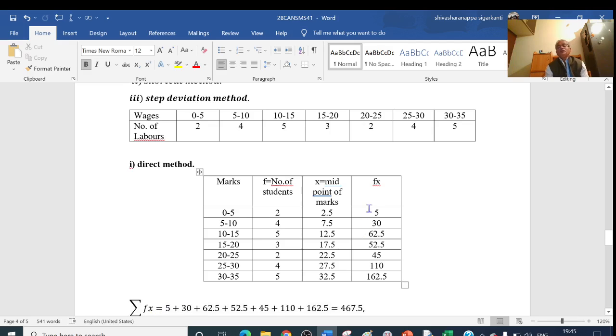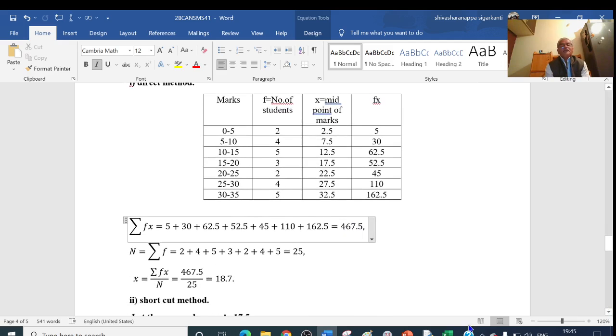Sigma fx equal to 5 plus 30 plus 62.5, 52.5, 45, 110, 162.5. This is equal to 467.5. We are in the direct method, and my formula is x bar is equal to summation of fx divided by n.